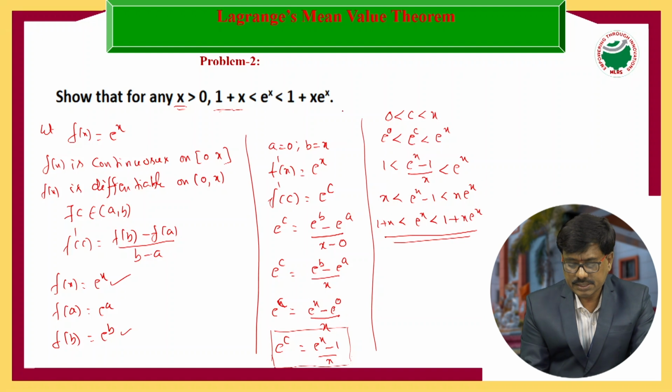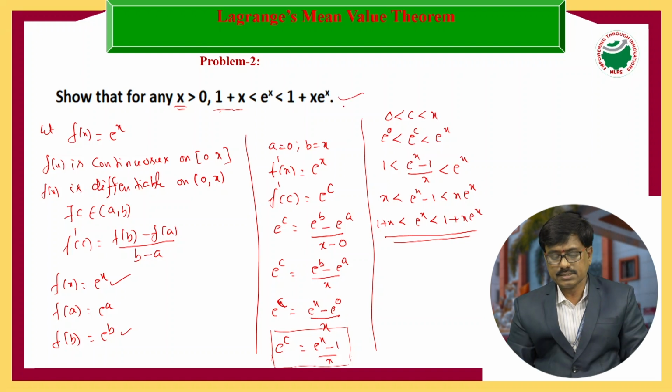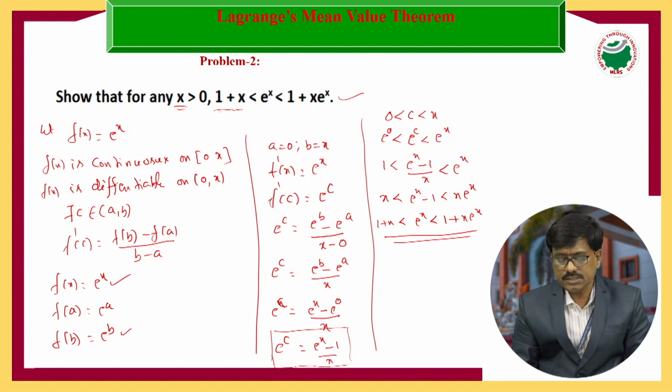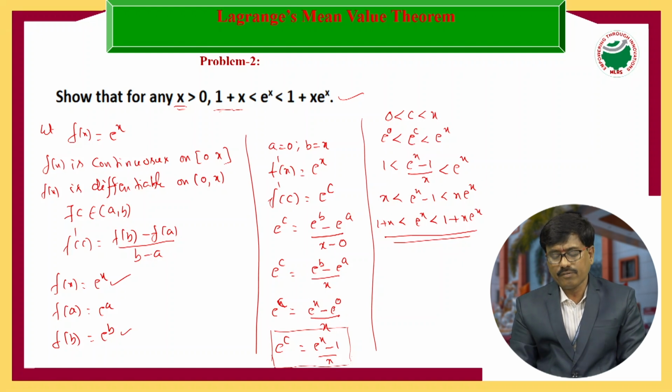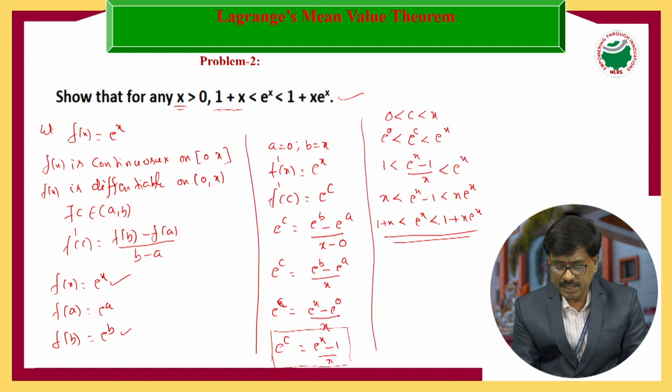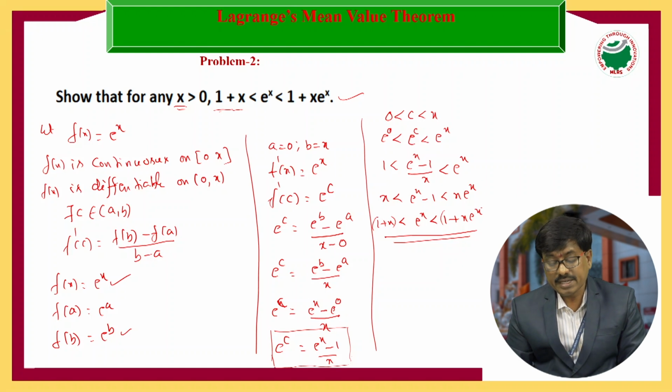Now the Lagrange's inequality condition is satisfied. What is the use of this inequality? If you want to calculate e power values like 0.1, 0.2, 0.3, in such cases we need to use this inequality. The value always lies between 1 plus x and 1 plus x e power x.